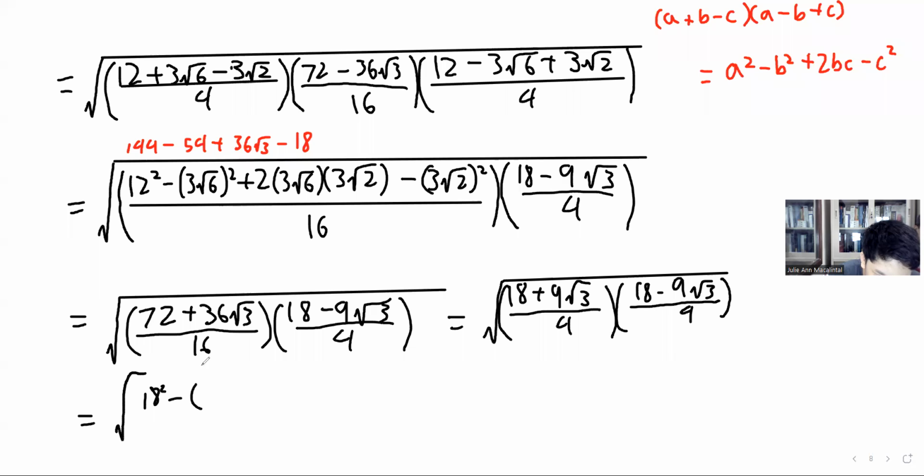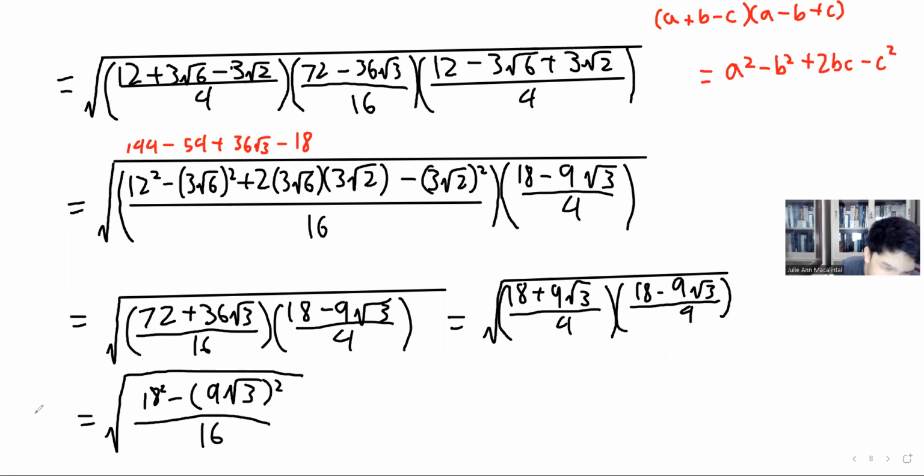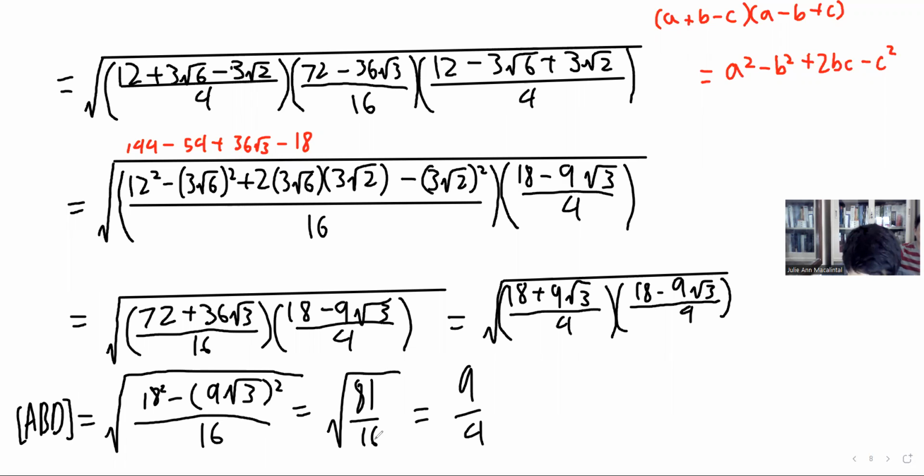And what is our way? Let me write it here. What's the area of ABD? This is equal to the square root of 81 over 16, equals 9/4. So that is our Heron's formula result. But we're not yet done with the main problem. The main problem was to find ABC.